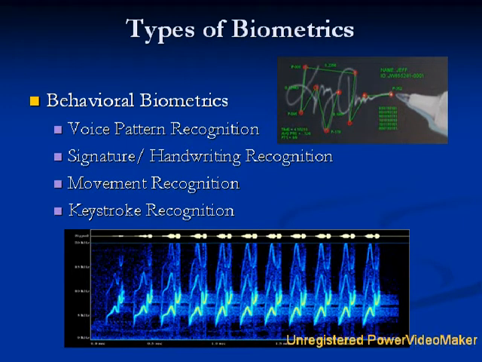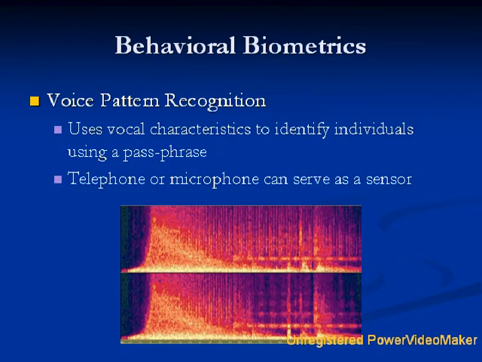The first type of behavioral biometrics is known as voice or speaker recognition technology. This technology uses the vocal patterns of the individual's voice using a passphrase. This technology, because it uses a telephone or a microphone, is relatively cheap and convenient to use. However, despite this, background noise of the environment is a factor and can sometimes impede the authentication process.